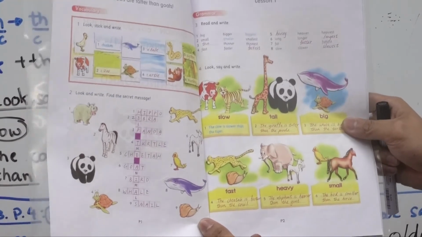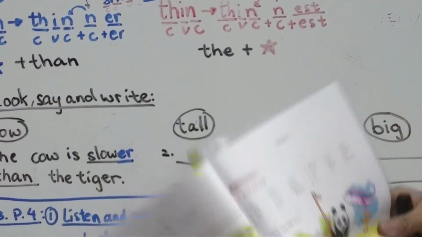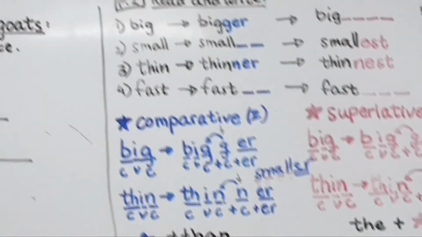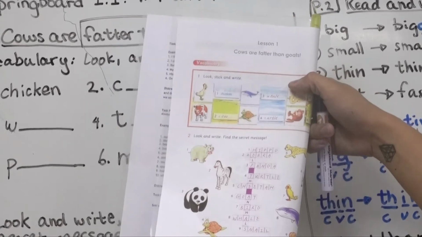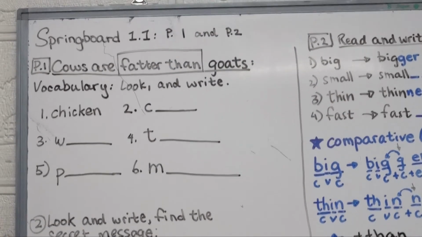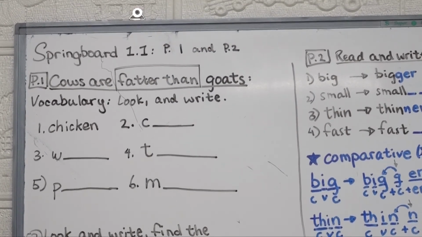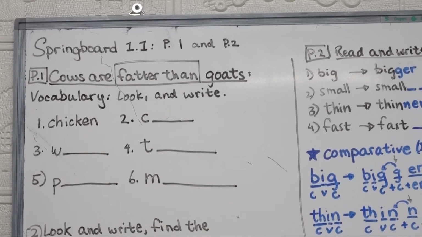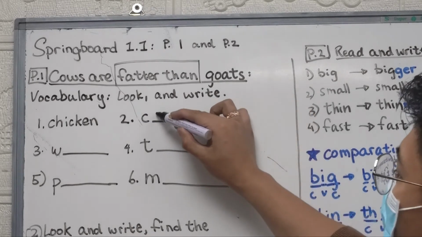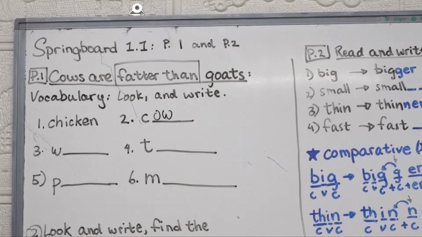Okay, so now let's go to page 1 first. Over here we have some pictures of animals. 6 pictures, right? Number 1 has been done for us. It is a chicken. C-H-I-C-K-E-N. Chicken. What about number 2? What animal is that? That is a cow. How do we spell cow? C-O-W. Very good, Crystal. Thank you. So everyone at home, cow is C-O-W.